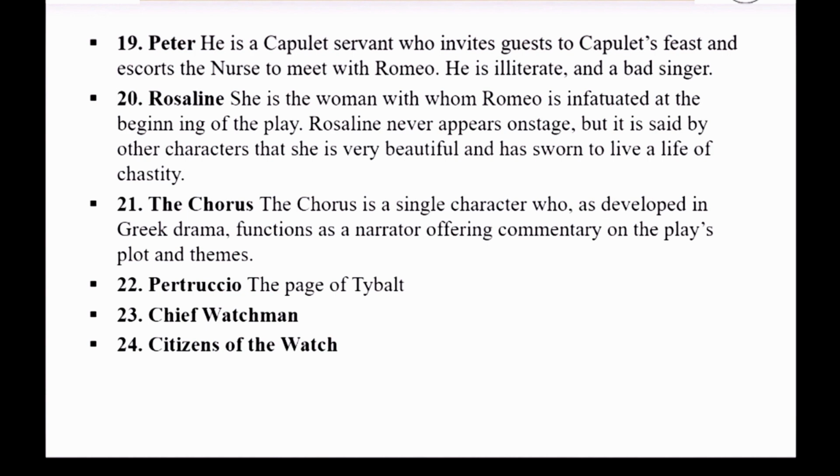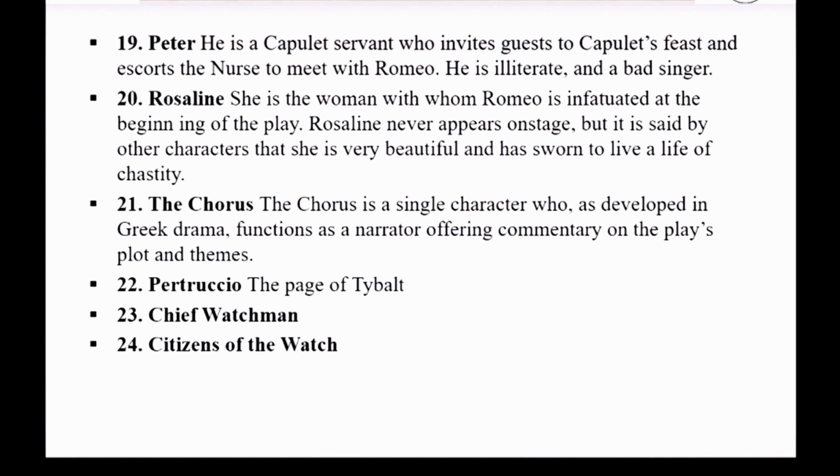Then we have Rosaline. She is the woman with whom Romeo is infatuated at the beginning of the play. Rosaline never appears on stage, but it is said by other characters that she is very beautiful and has sworn to live a life of chastity.